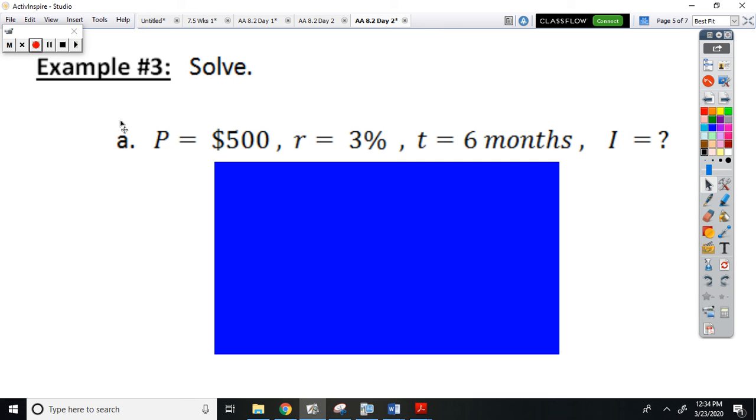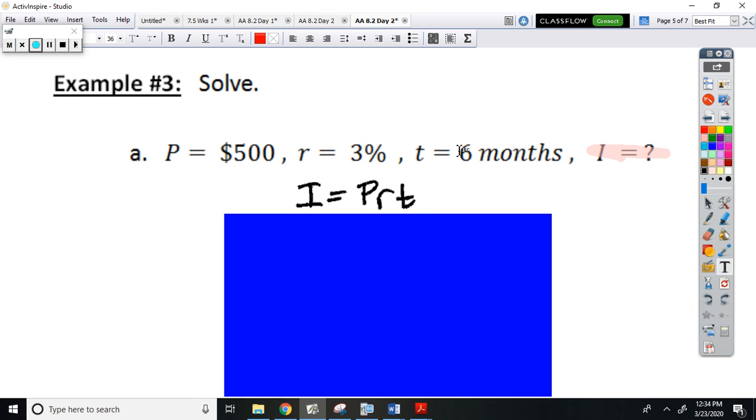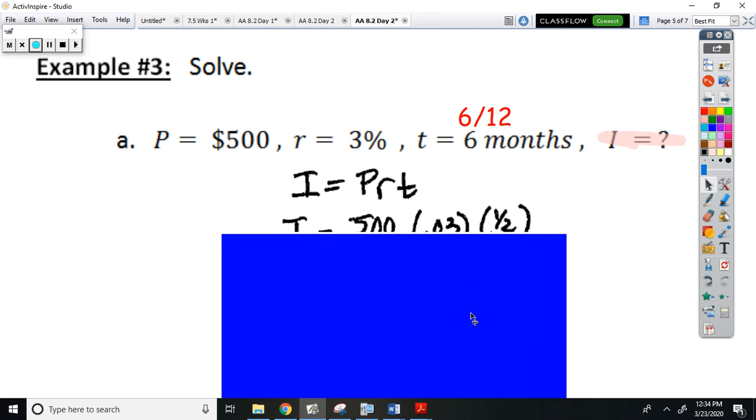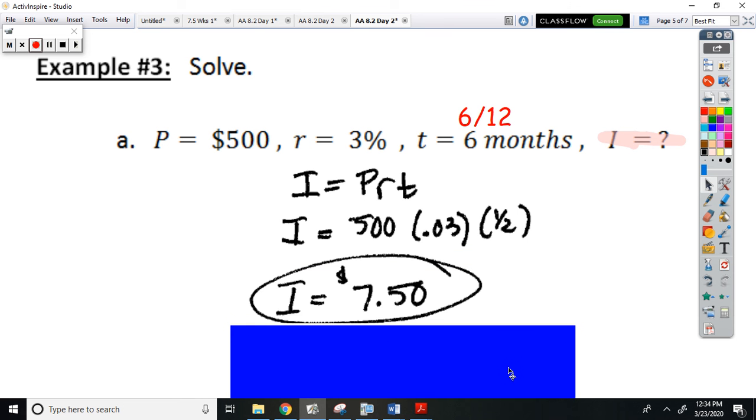Biggest mistake I see with students is picking the wrong formula. So this one actually spells out what everything is, and we can see that we're looking for the I variable, which means you have to use the formula that has I in it, which is I equals PRT. Plugging in our values, be careful, T is not allowed to be in months. So this needs to be 6/12 instead of 6. So 500 times 0.03 times 6/12 or 1/2. And that should yield us $7.50.